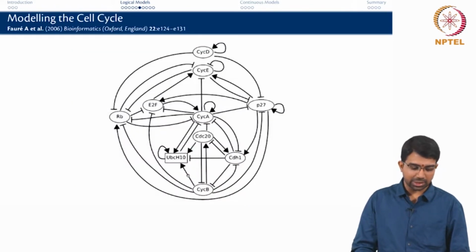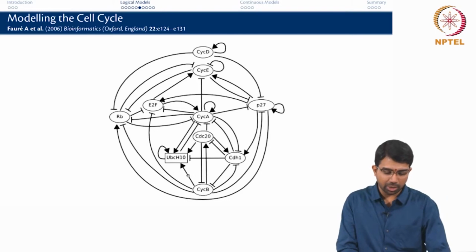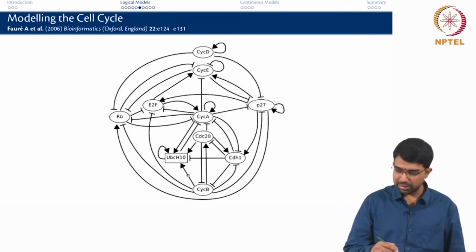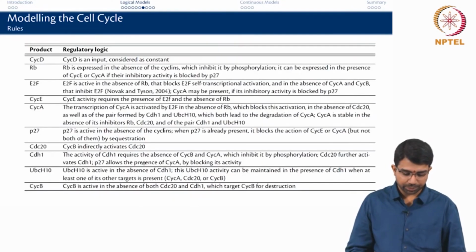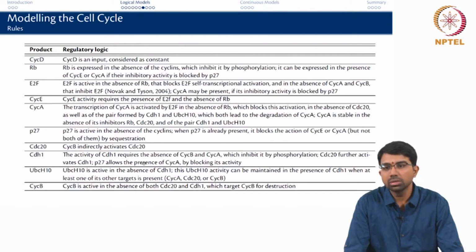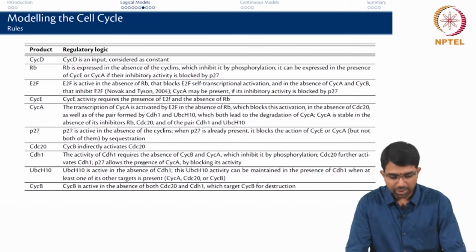Let us look at another example. This is a classic example of modeling the cell cycle. So, you must be familiar with the cyclins and so on. So, there are several cyclin proteins involved and so on, and this is the regulatory logic. It says cyc D is an input and is considered constant, which means what would be the rule? There is no update, right. So, cyc D star is cyc D, right, that would be.